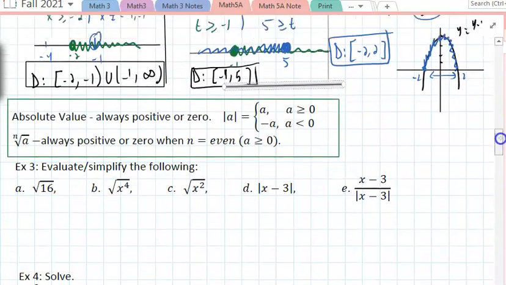And that's coming up soon. Absolute value is not going to leave you alone. That's something that's going to keep on coming back over and over.